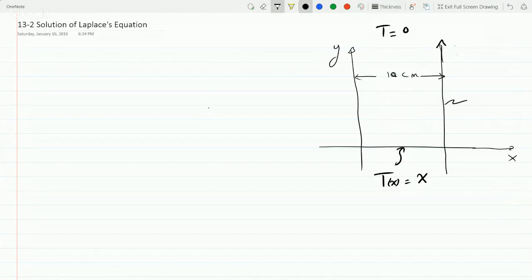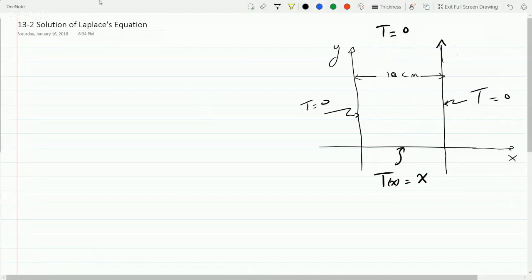Here, on this side, the temperature will be 0. And on this side, the temperature will be 0. Okay? And so this is a 2D problem.